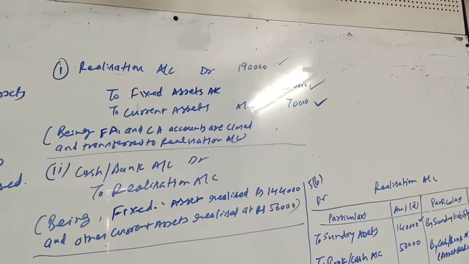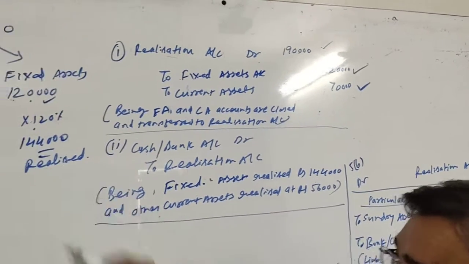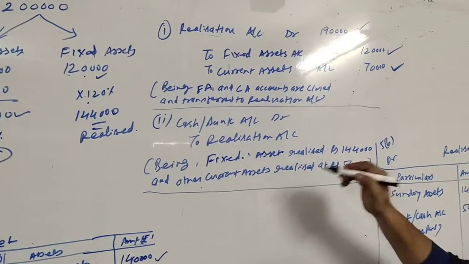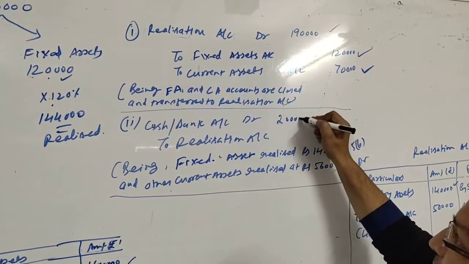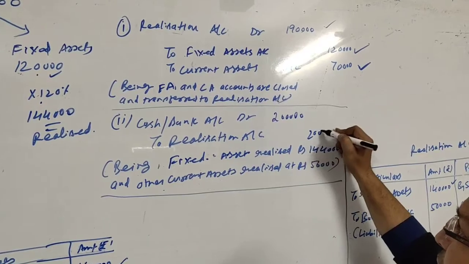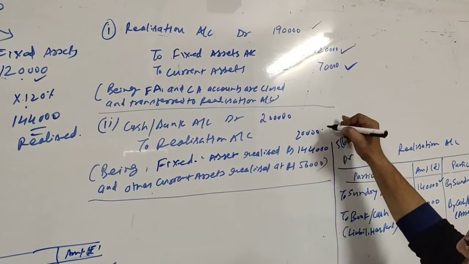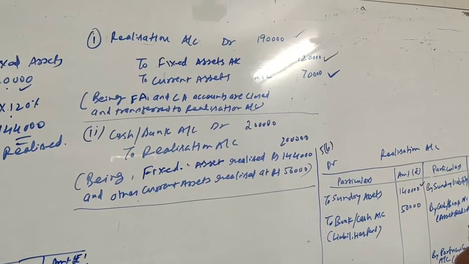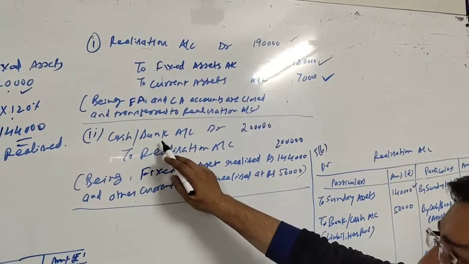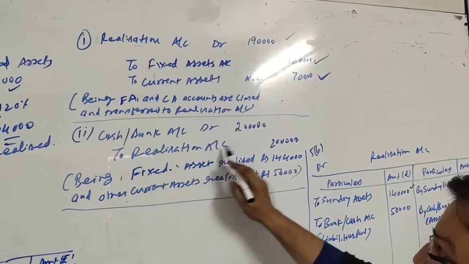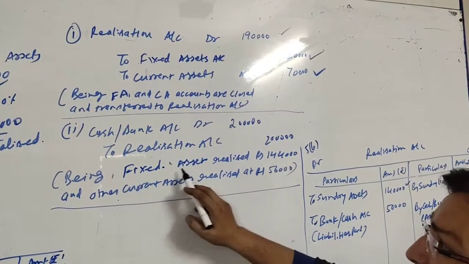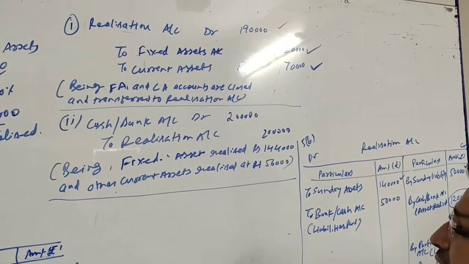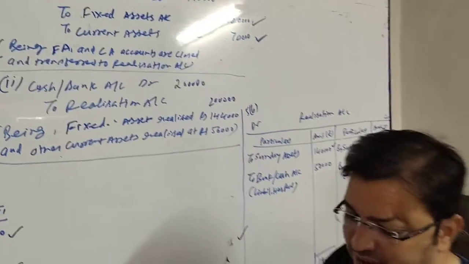Okay, now it is given that 1,44,000 is realized for fixed assets and 56,000 is realized for current assets. So the total realized value will be 2 lakh. When I make the total of 1,44,000 and 56,000, it will be 2 lakh. So cash or bank account debit 2 lakh, to realization account 2 lakh, being fixed assets realized 1,44,000 and other current assets realized rupees 56,000.